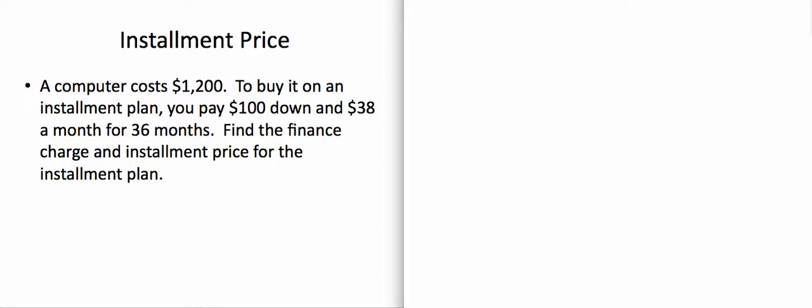To figure out how much it's going to cost us, we're going to add up all of the payments that we're going to make. So we have the $100 down. That's our down payment. Whenever you say "down," that's the down payment. That's how much you pay up front. And then it says we've got $38 for 36 months, so $38 per month for 36 months.